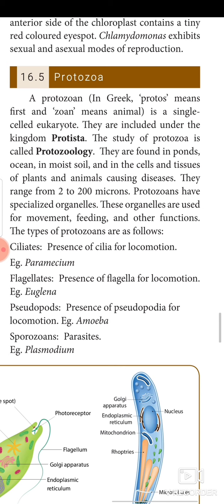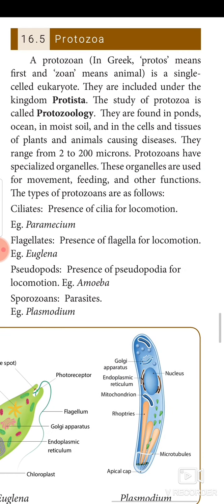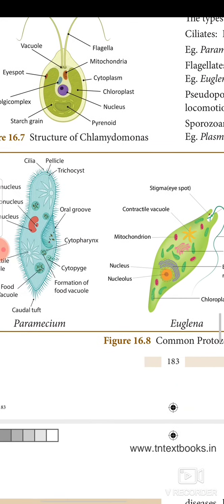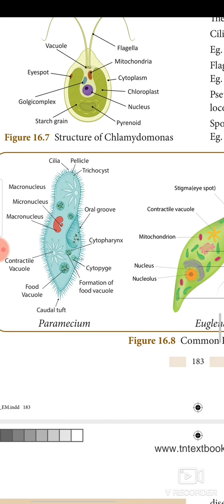There are various types of protozoans. It depends upon the structures used for locomotion. There are four types basically. Presence of cilia for locomotion. Example, paramecium. See the hair-like structures around the outer layer.